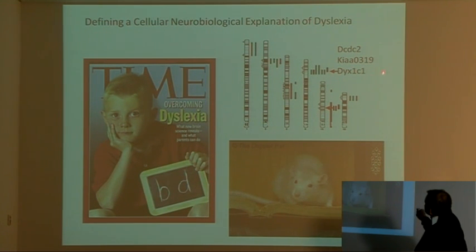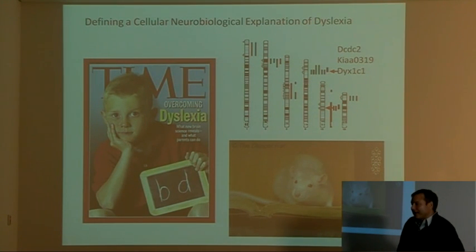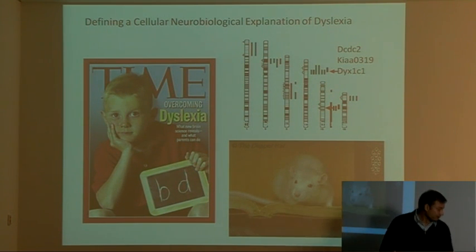There are 3, DCDC2, KIAA0319, and DYX1C1, that have SNP variants plausibly associated with dyslexia in at least 2 replicated studies, and for one of these genes, 4 replicated studies in different populations. And so we chose to look at these in some detail. I'm going to tell you about some recent data just on this gene, DCDC2.